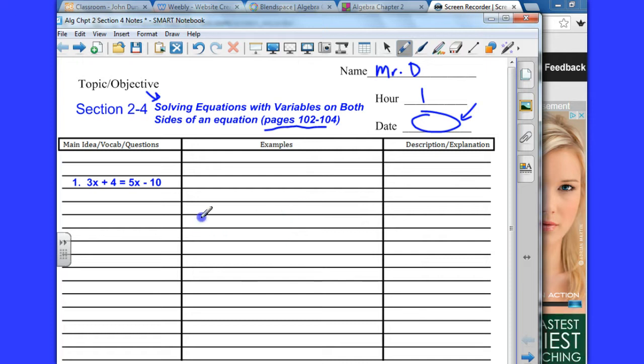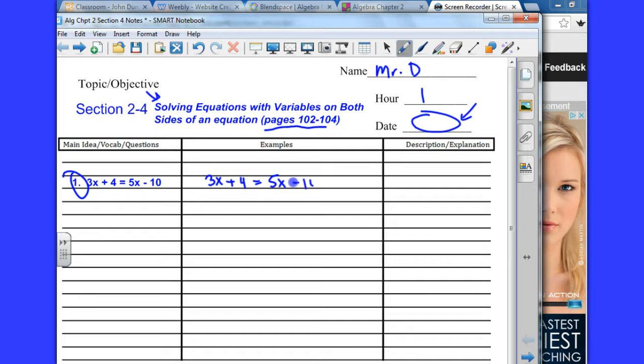Let's jump right into things here. You should have become masters, I hope, at solving two-step equations. Now we're going to look at what happens when you have a variable on both sides, like number 1 right here, 3x plus 4 equals 5x minus 10. If you have not copied that down on the left-hand side, please do that, and then recopy it in the middle. As we work through the problem, I will be explaining on the right-hand side what it is that we're doing to solve these type of problems.